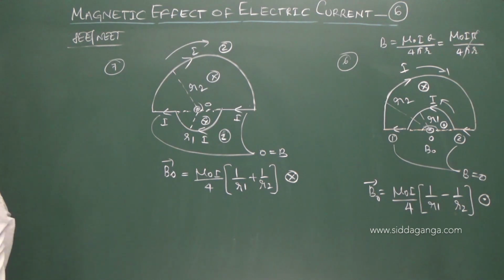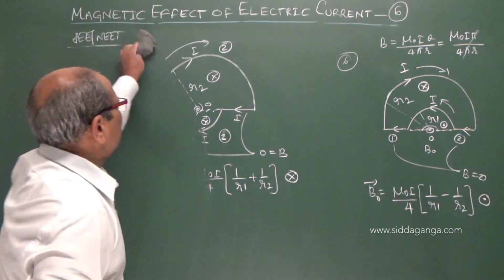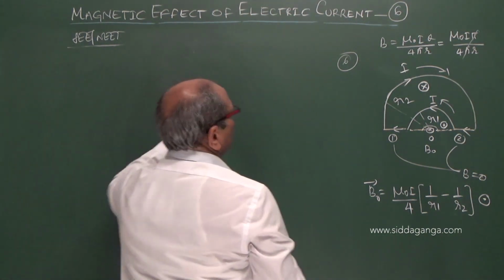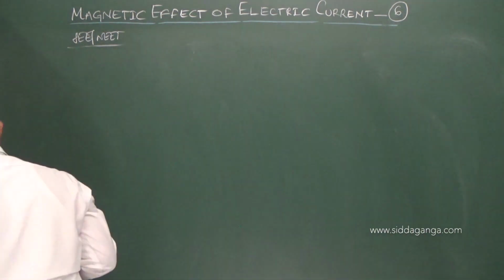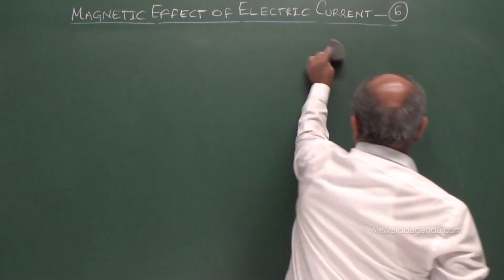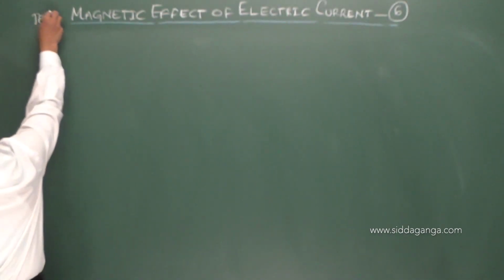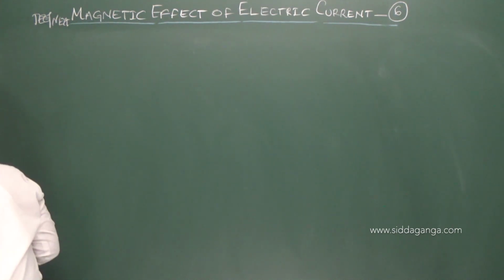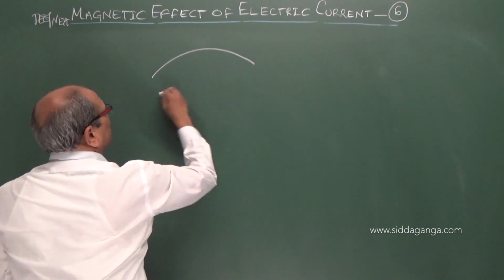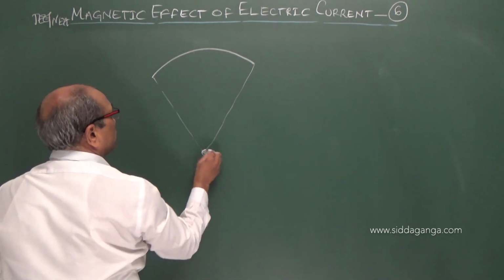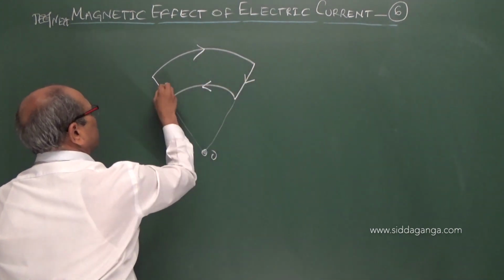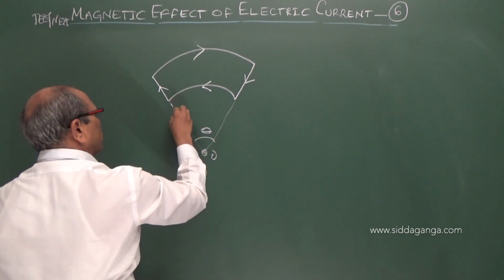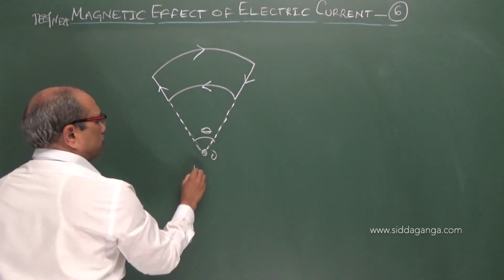So let us see another one. It is an arc at the center, the part carrying current like this, producing an angle theta at the center. What is the field at the center?